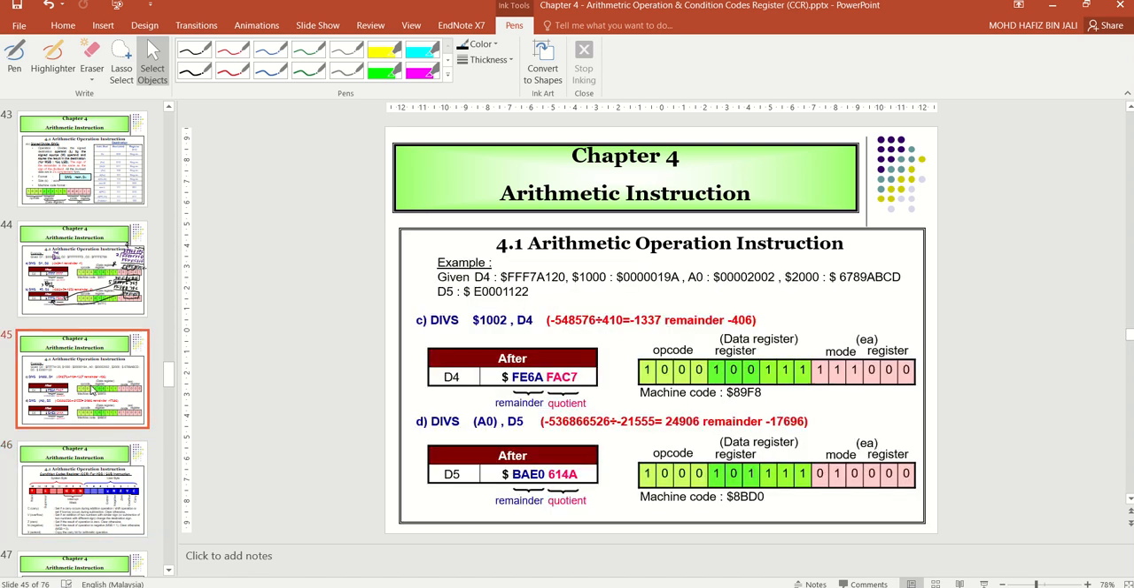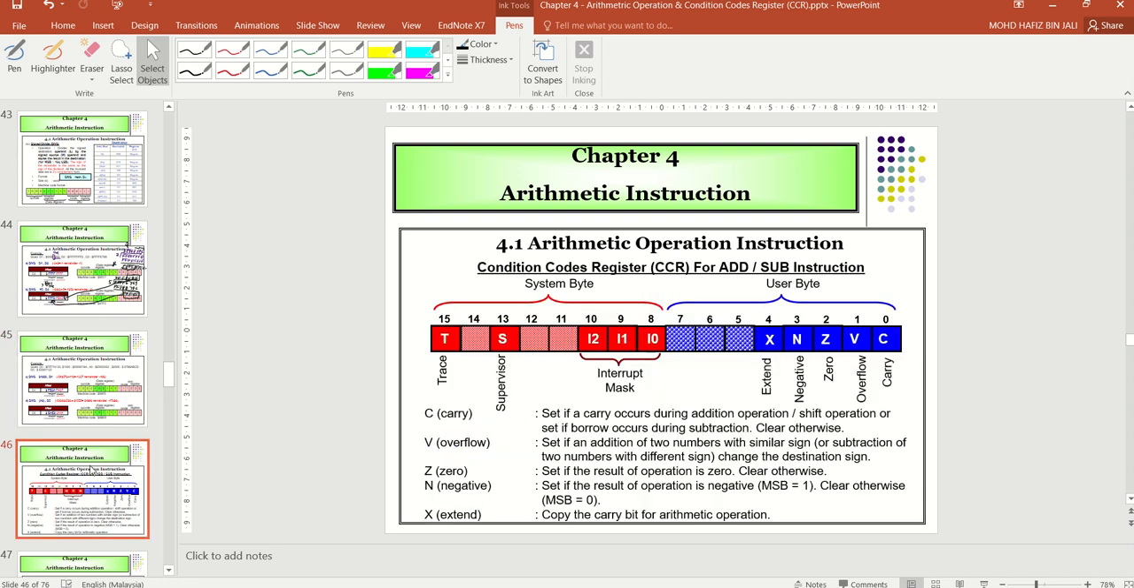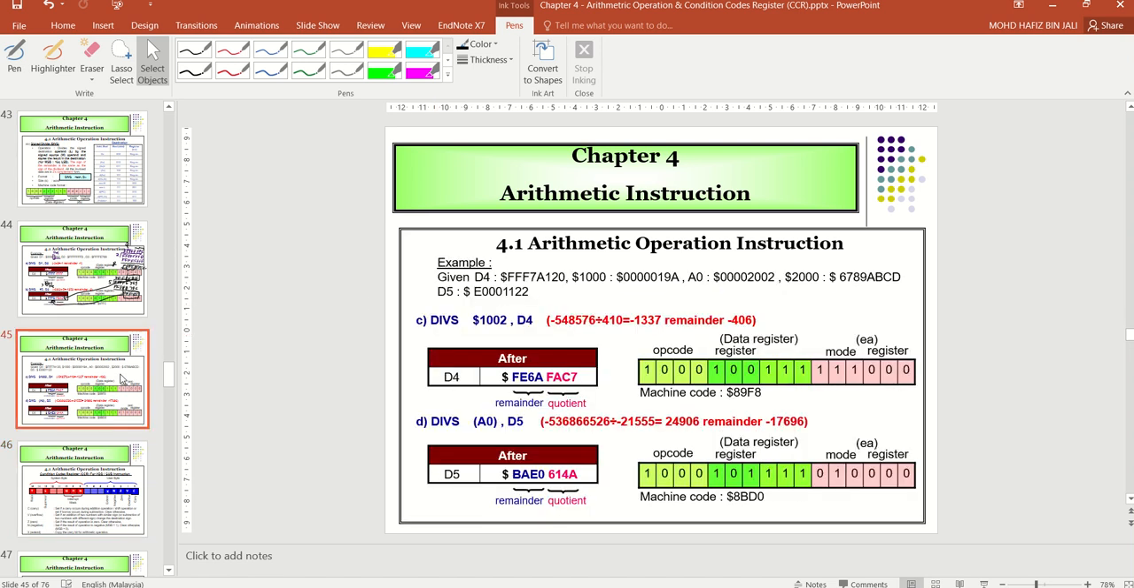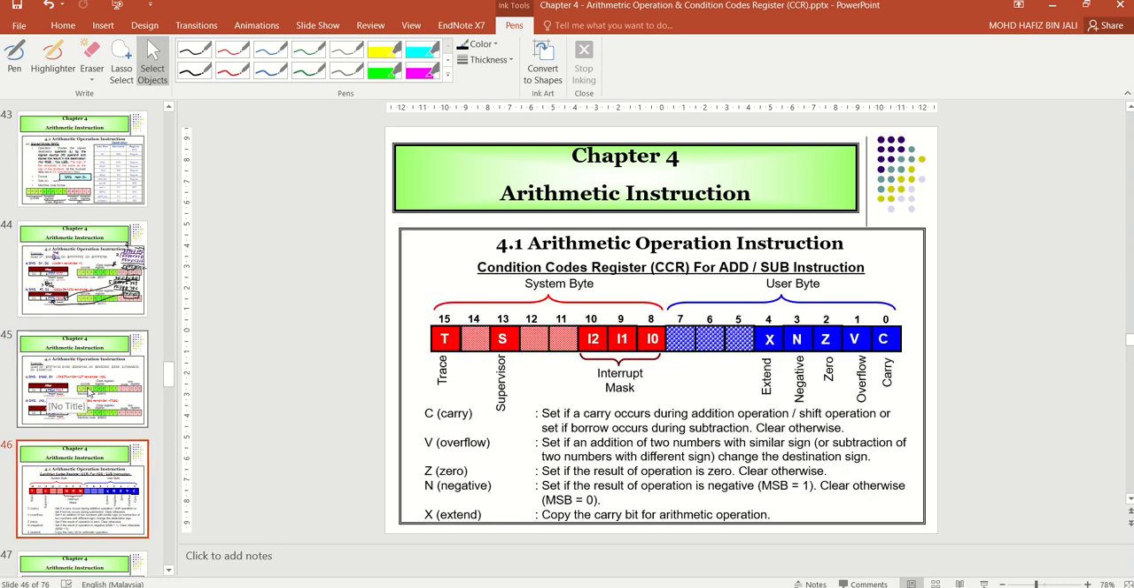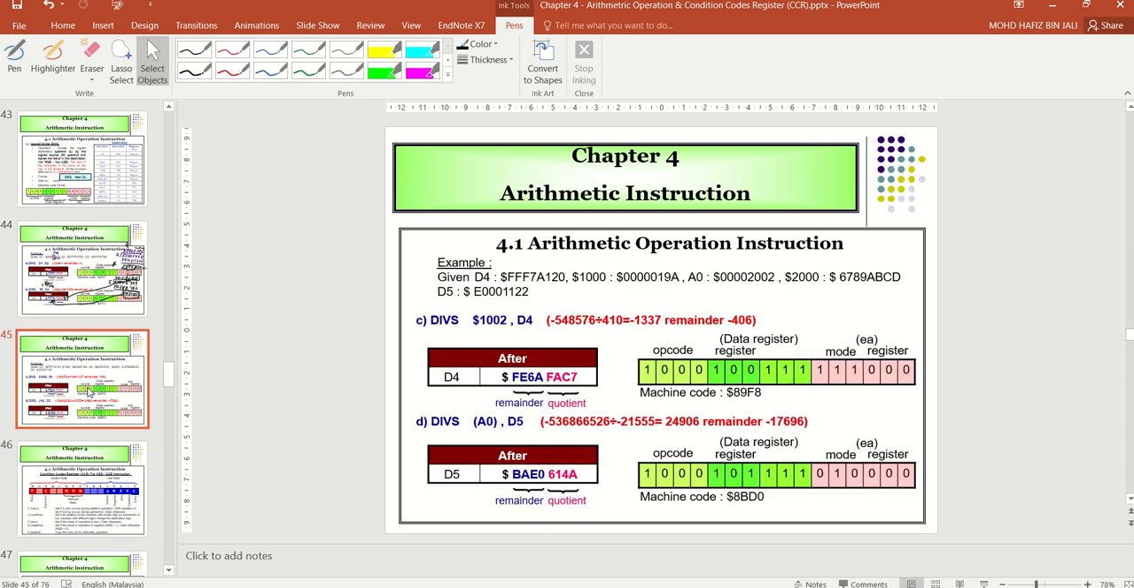Okay, I think that's all for today. We will continue on part 3, arithmetic operation instructions. Today we have covered MULU, MULS, DIVU, and DIVS. I think that's all for lecture chapter 4 part 2. So thank you very much.